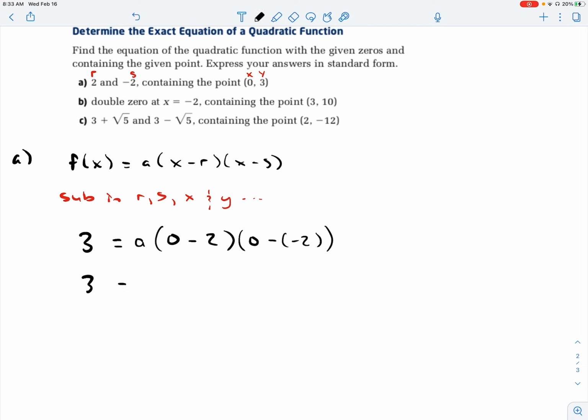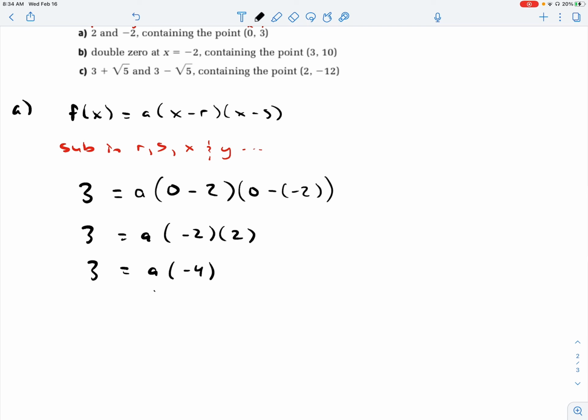So we have 3 equal to a times negative 2 times positive 2. 0 minus a negative 2 becomes just 2. So we have 3 equal to a times negative 4, right? Negative 2 times 2 is negative 4. I can divide out that negative 4 on both sides, and we can say that a must be equal to negative 3 over 4.